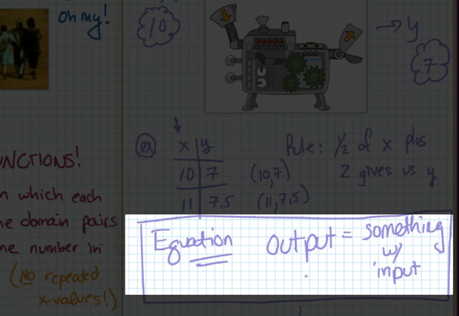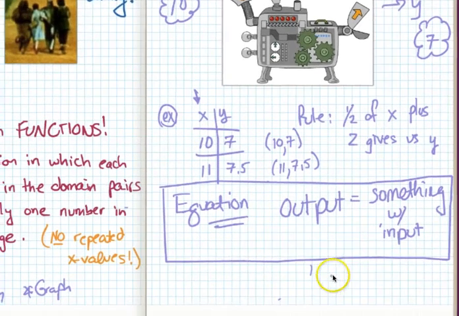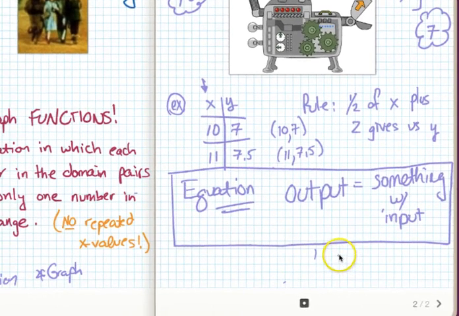Now typically we are going to be using x and y, but you can use any two variables. I'm just going to stick with x and y because on our graph it's easier to see the x and y coordinates, x and y axes and all that jazz. So how could we write an equation for this rule? Well, I know my output is y.